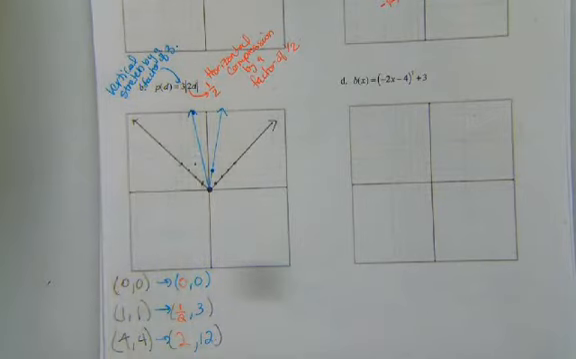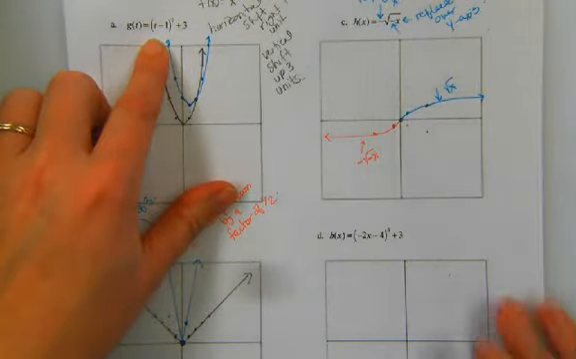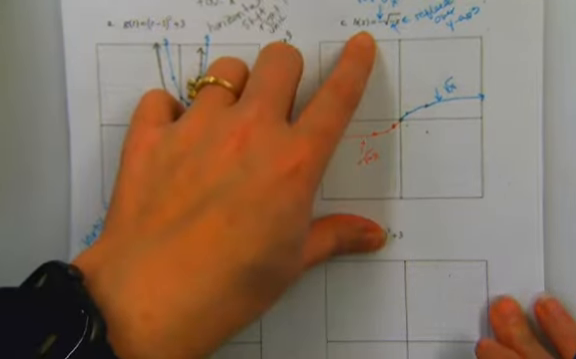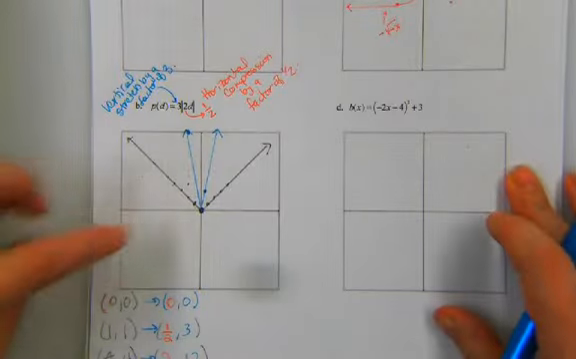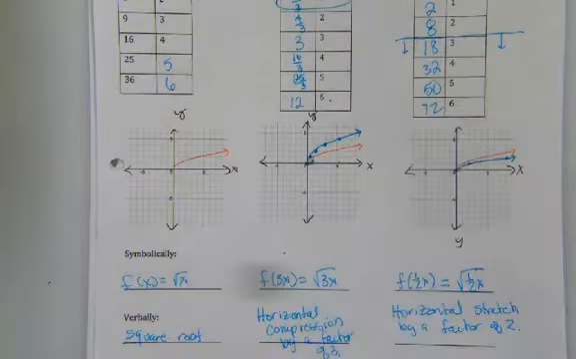So, to review, we've got shifting left and right, up and down. We've got reflecting over x and reflecting over y. And now we have vertical stretches and compressions. And those are all of the possible transformations that you can do to a function. And linking this to kind of a graphic.